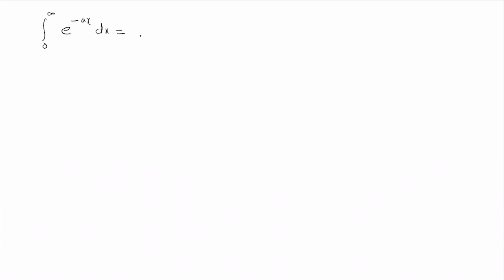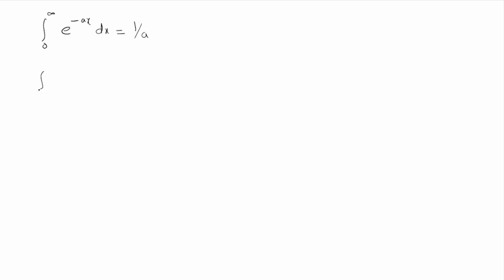What is the answer? Minus a into e power minus ax, minus, e power minus ax by minus a. So what is the answer? Finally, it's 1 over a, right? 1 over a. It's correct, right? 1 over a. It's easy to do.